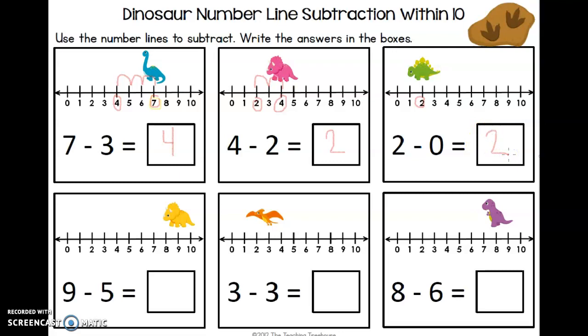All right. So I want you to make sure you're using your number line because that is the strategy we're learning this week to subtract. Okay? Make sure you're drawing your lines from the starting number and then count how many hops you need to go back by using the second number.